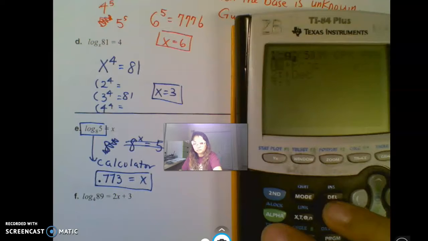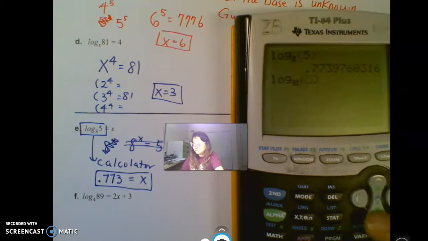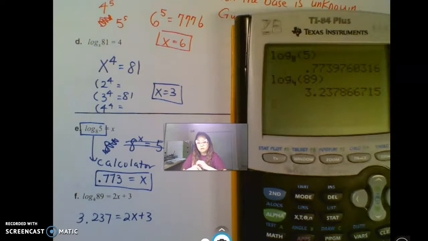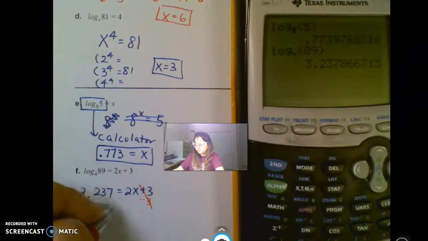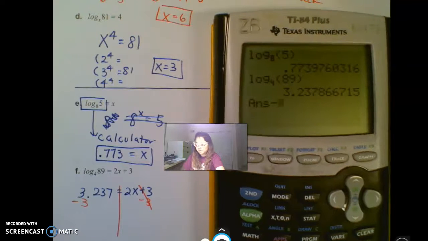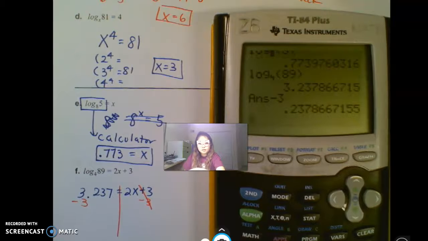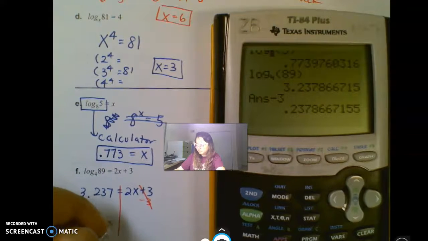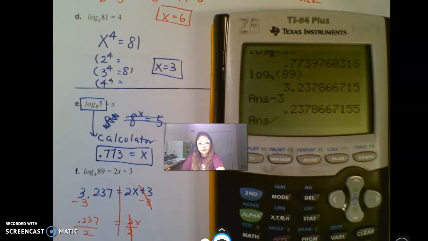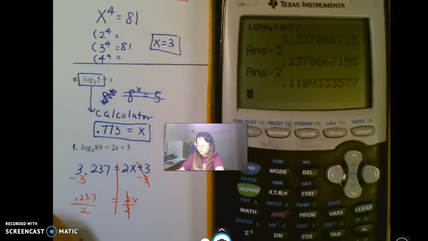Log, oh no, math, change base, 489 equals 3.237, goes on forever, right? So you need to subtract 3. In my calculator, I'm just going to put subtract 3, enter. And so that's 0.237 goes on forever. You want to divide it by 2 to get rid of the 2. So divide 2, enter, 0.1189. So if you round it, it'll be 0.12.